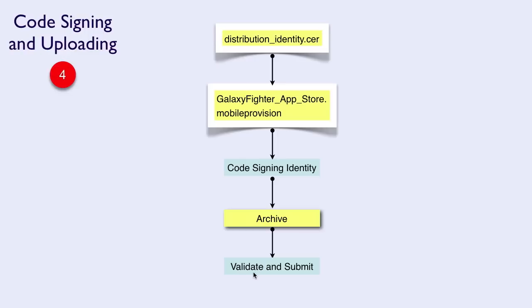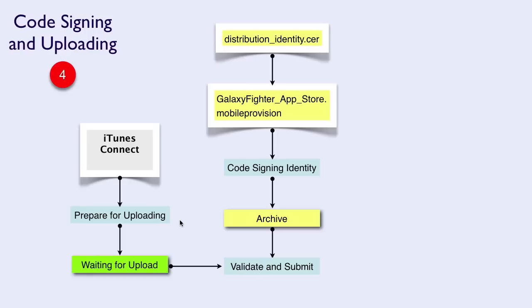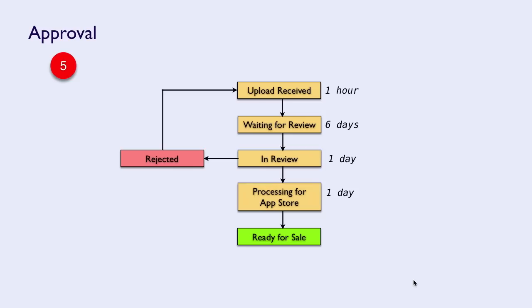And to do that, we have to prepare for uploading using the iTunes Connect. So the state goes into waiting for upload. Now we can validate and submit, and the state will change to upload received. Now the app has to go through a revision process at Apple, which will take about 1 week. If it is not rejected, it will eventually be ready for sale.